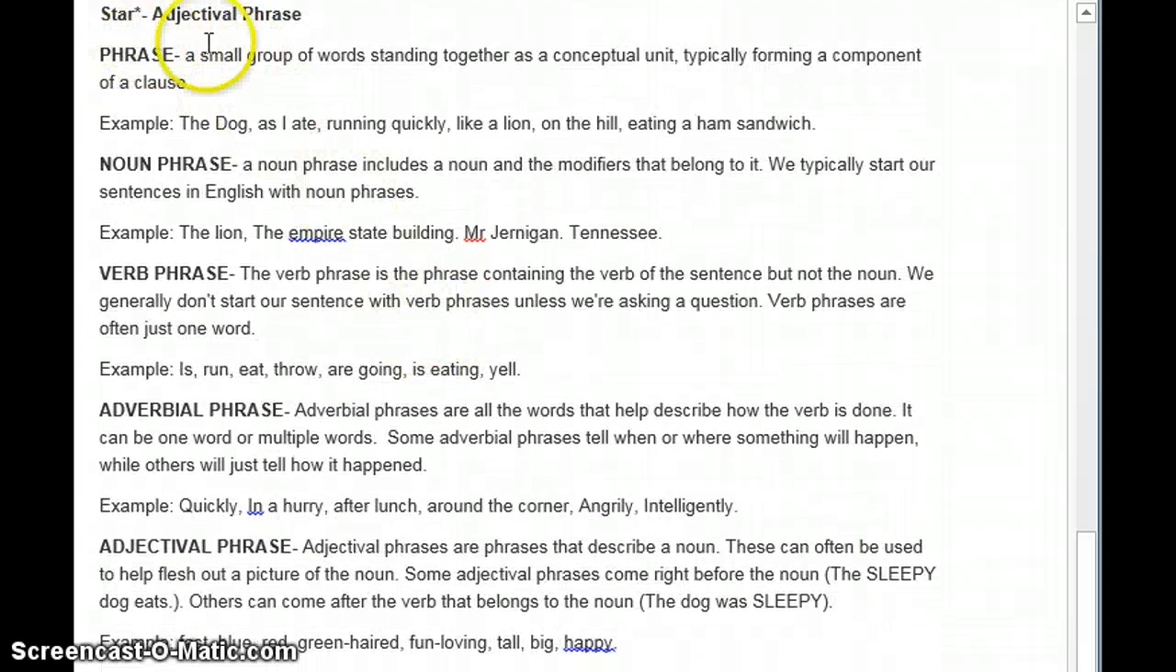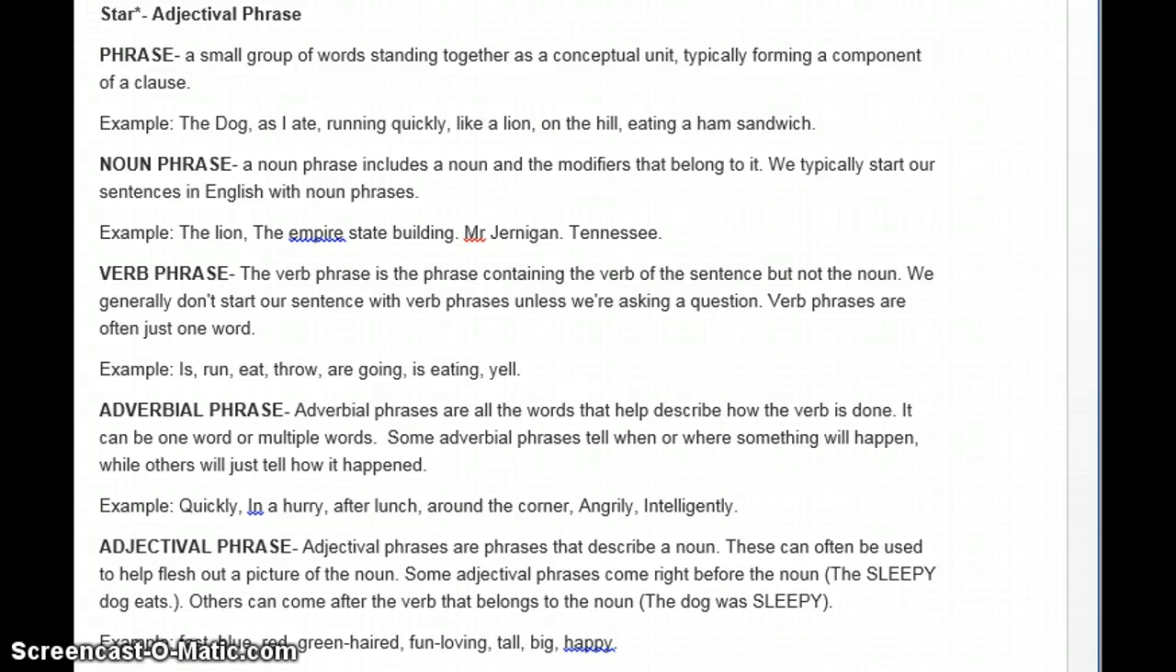The first of which is a phrase. A phrase is a small group of words that stand together as a conceptual unit that typically form a component of a clause. Examples of a phrase are the dog, as I ate, running quickly, like a lion, on the hill, eating a ham sandwich. You can see all of those there. Not all phrases are created equal, but phrases combined together generally make complete sentences in the English language.